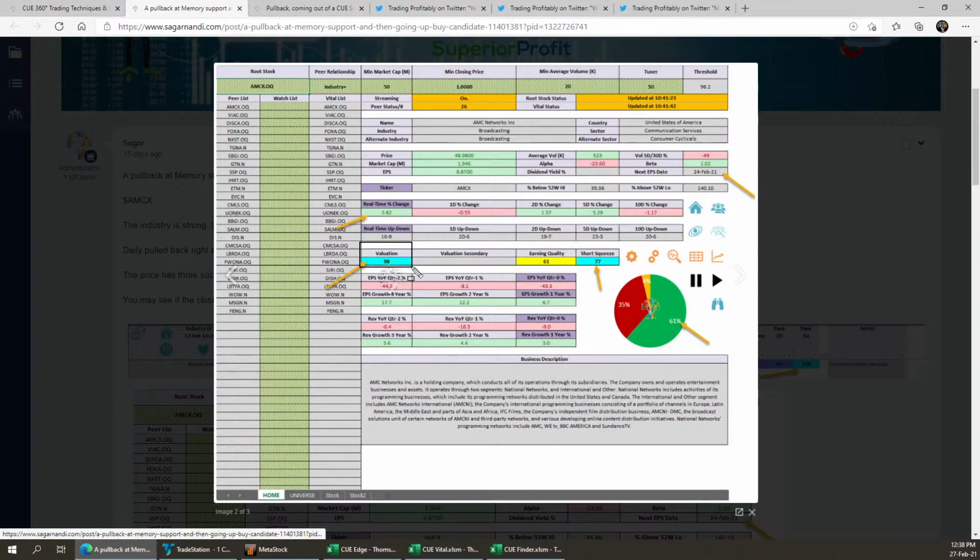This was a value stock, not growth, but that's fine. I'm allowed to buy based on either of them. If I have both of them, even better. But this was a value stock, short squeeze potential. The industry in itself was also strong. Again, this industry, AMC, this stock, AMC Networks, was going to benefit from COVID vaccination.